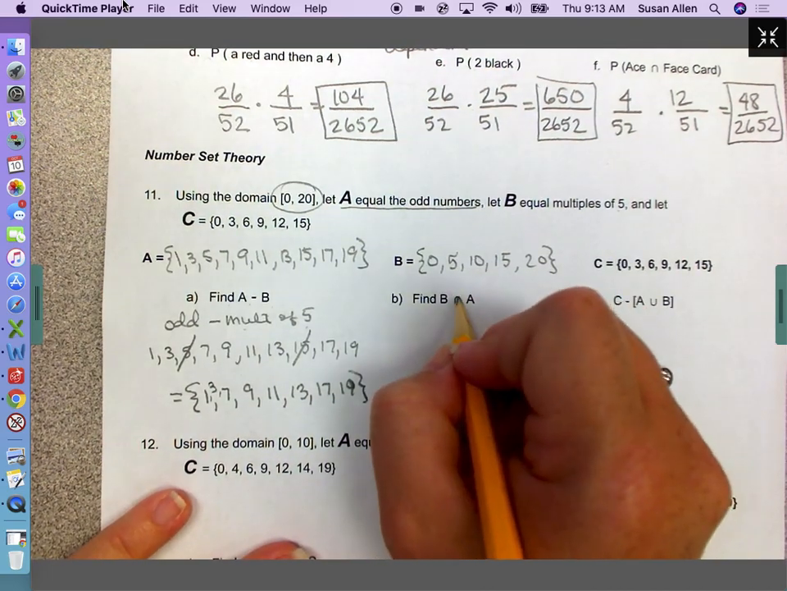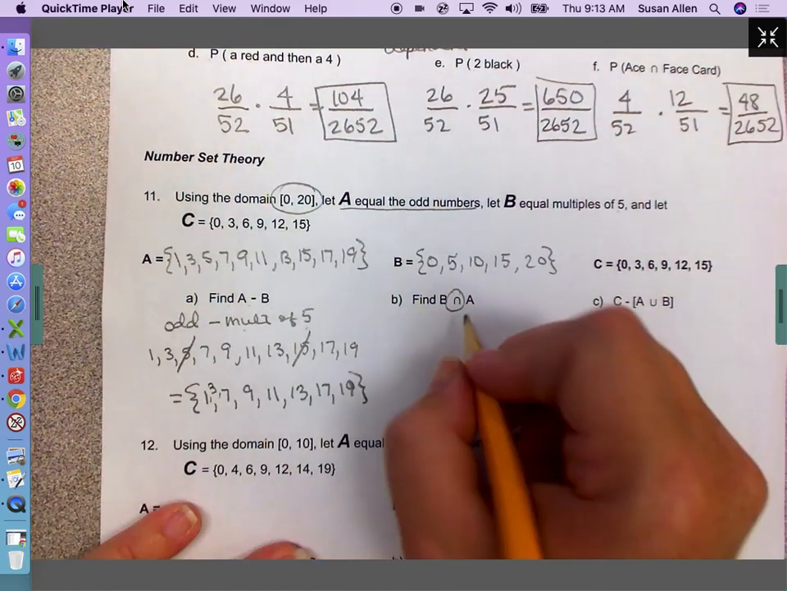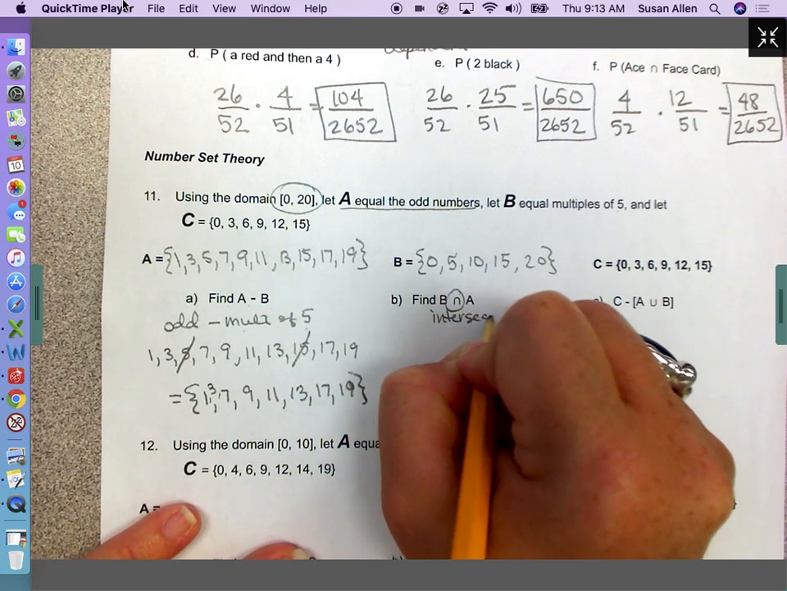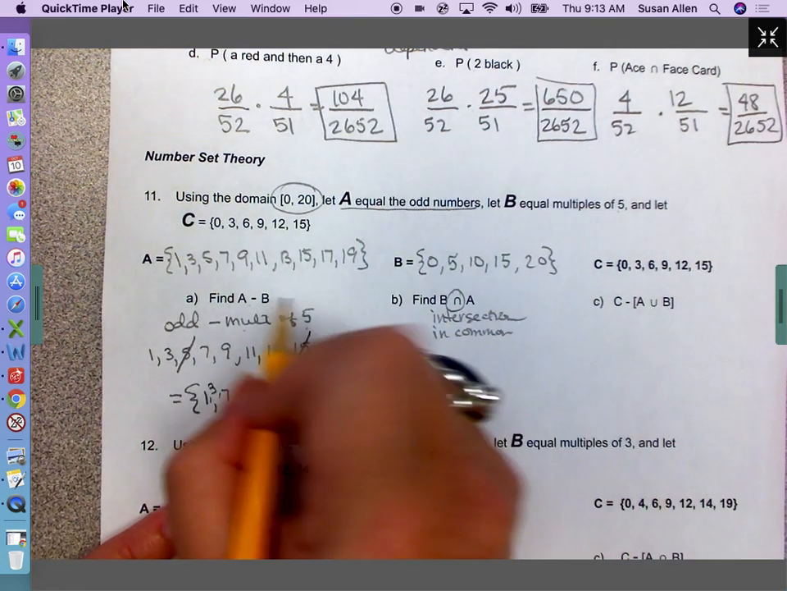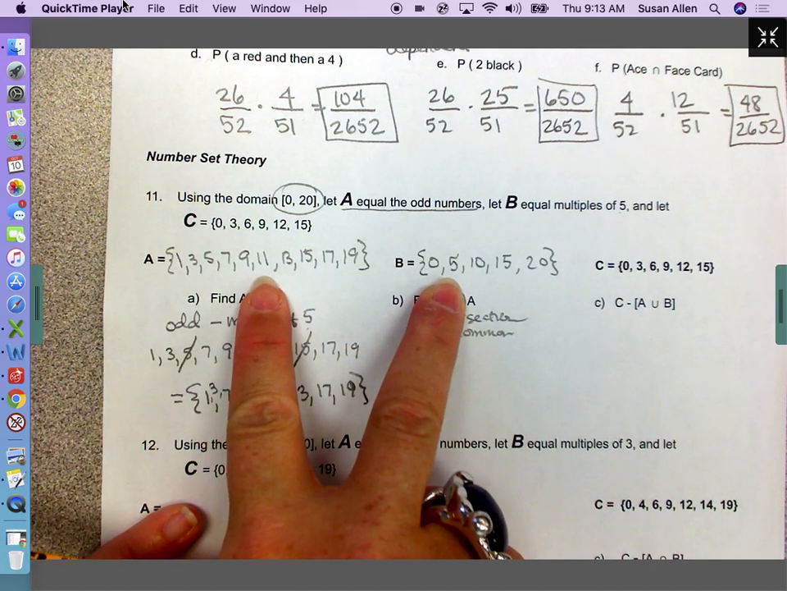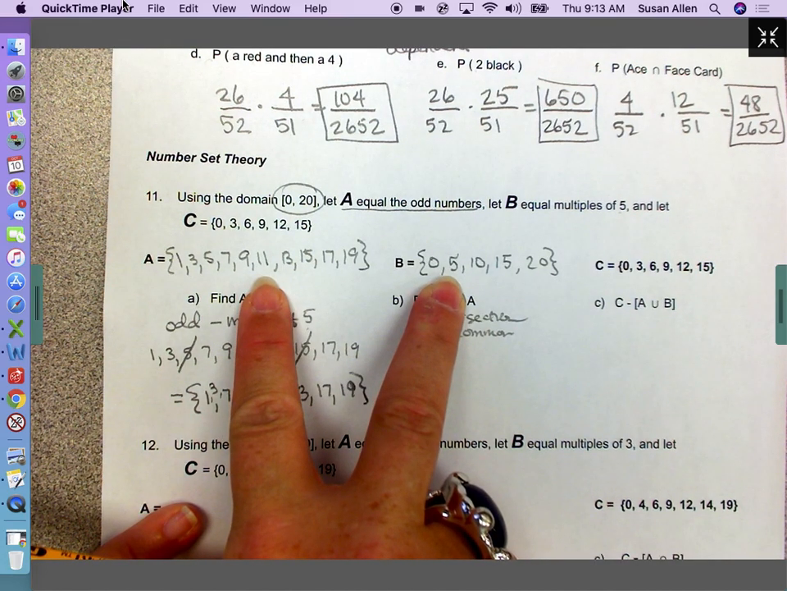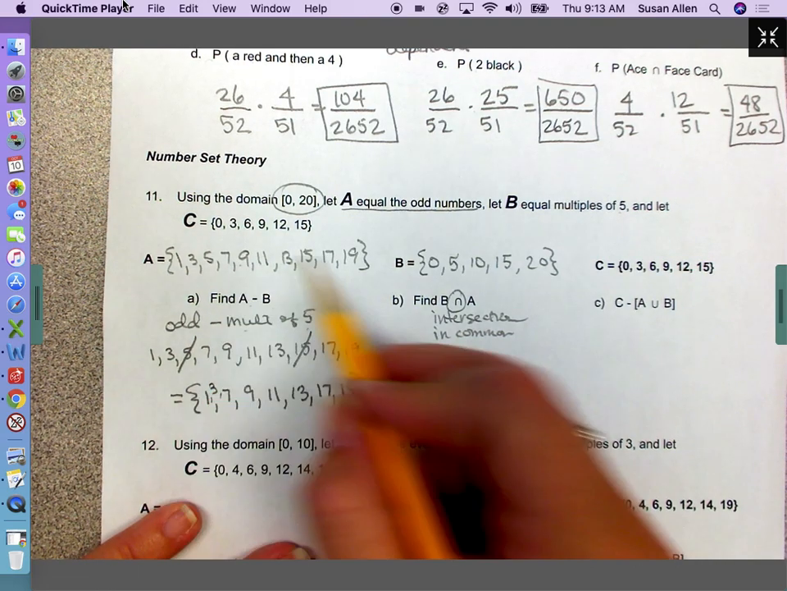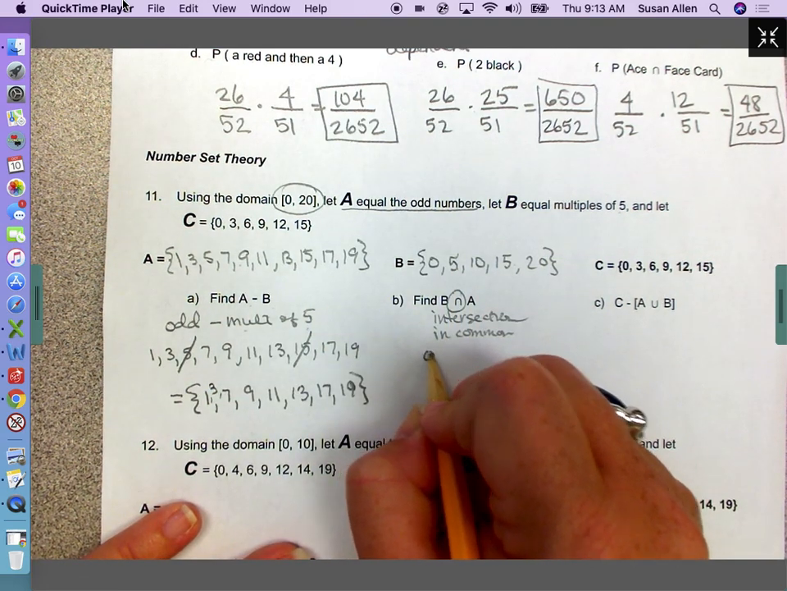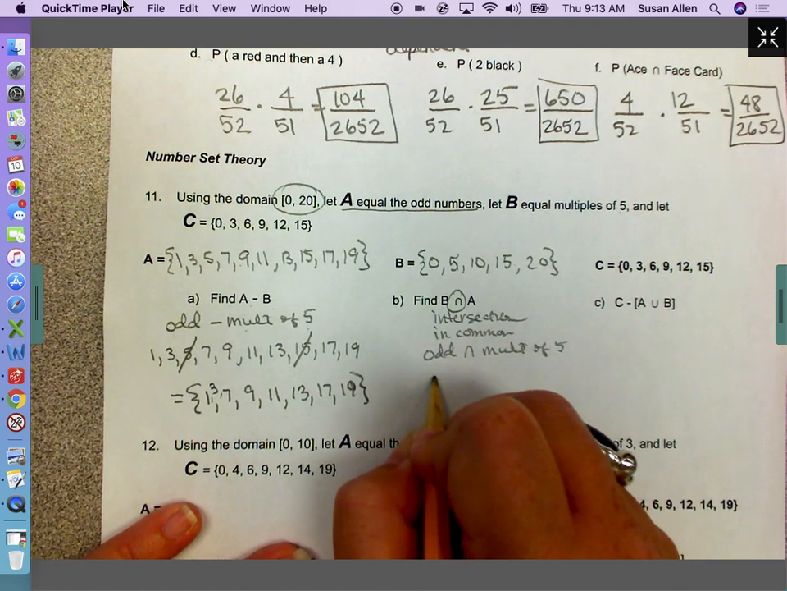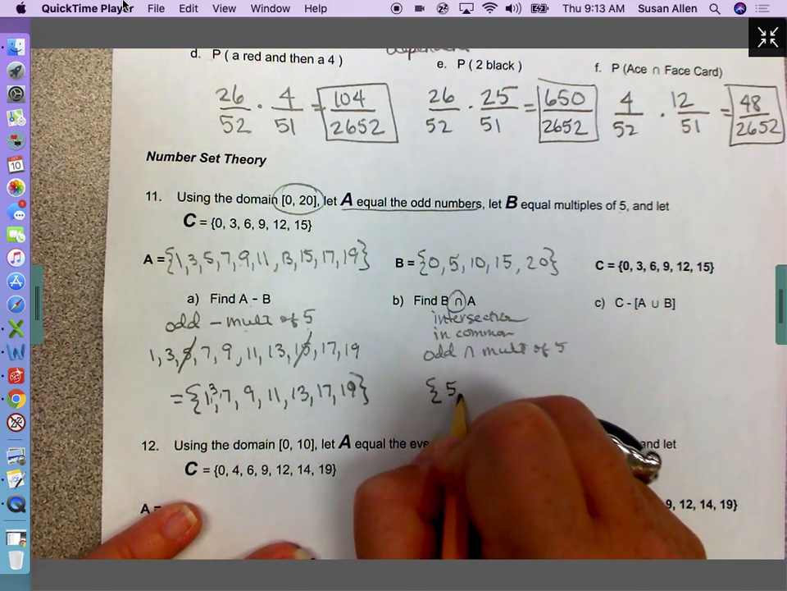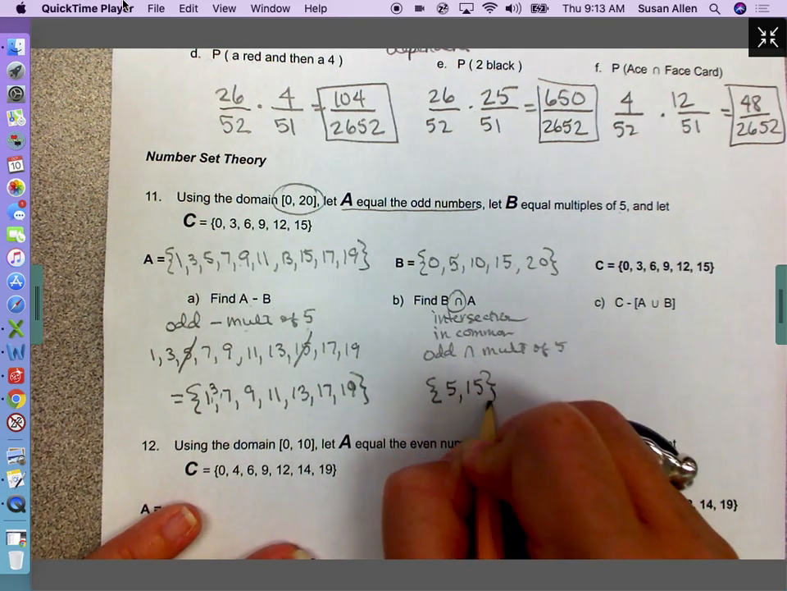Next, B and A. This is an intersection. It's what they have in common. So simply look at B and A and see what they have in common. These are odd numbers that are multiples of 5. So which numbers are odd and multiples of 5? Those numbers are 5 and 15.